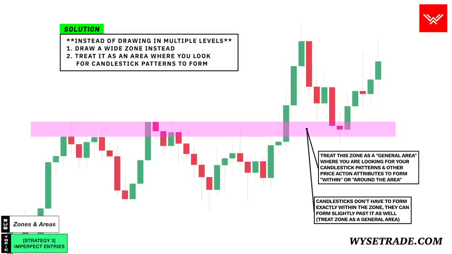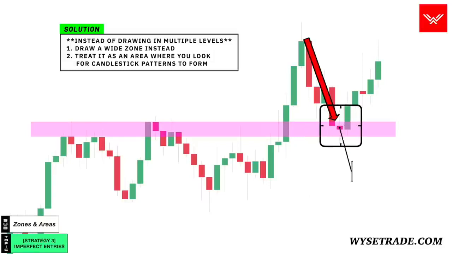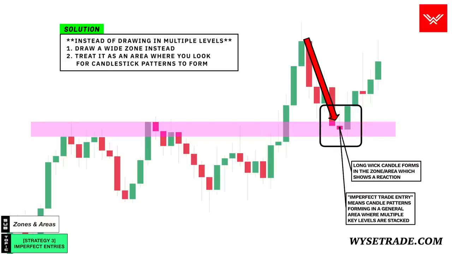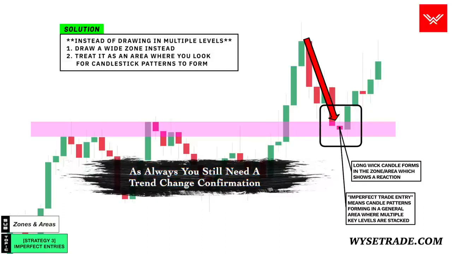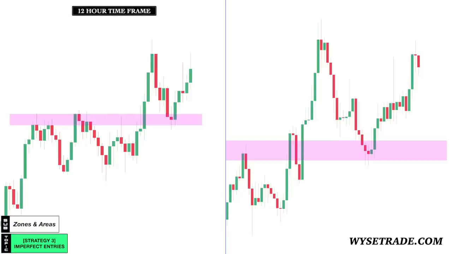So then, as price pulled back here and entered the zone, you had the long wick candle form inside of the wide zone and area, which shows a reaction. And that's why we call this an imperfect trade entry, because the candlestick pattern forms in the general area where key levels are stacked. So as always, we need a trend change confirmation. So let's pull up a lower time frame, specifically the 4-hour time frame, and put it beside this one. On the left is the 12-hour time frame we just looked at, and on the right is the 4-hour time frame of the same asset.